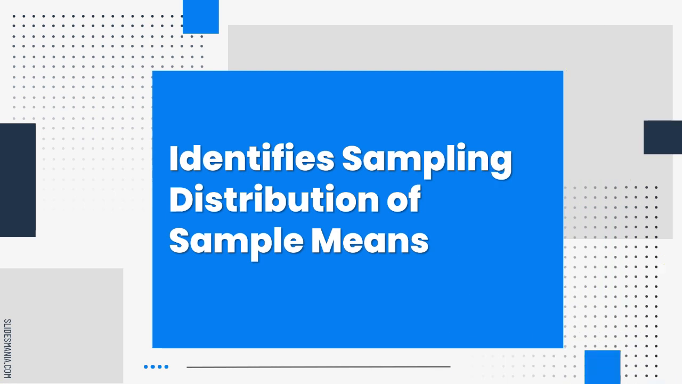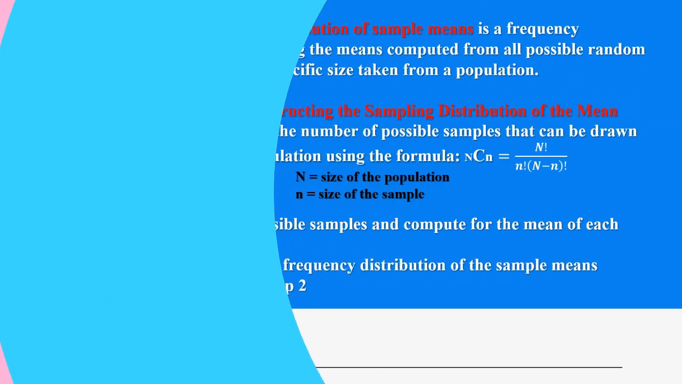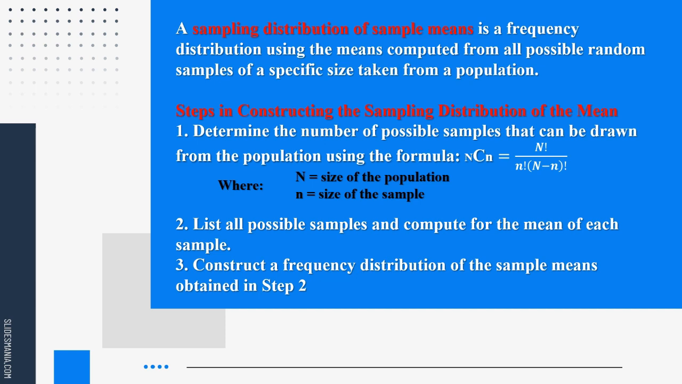For today's video lesson, let's identify sampling distribution of sample means. To start, let's define sampling distribution of sample means and its steps in constructing the sampling distribution of the mean. The definition of sampling distribution of sample means is a frequency distribution using the means computed from all possible random samples of a specific size taken from a population.